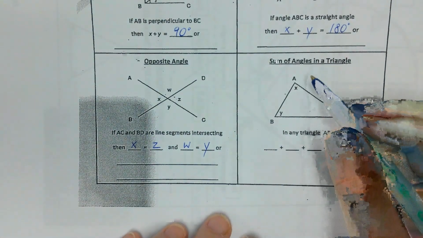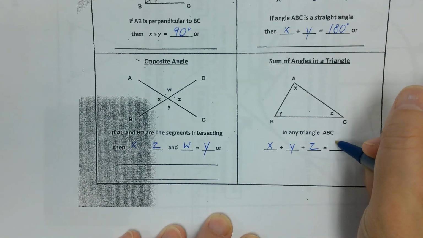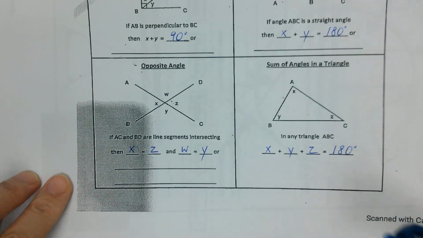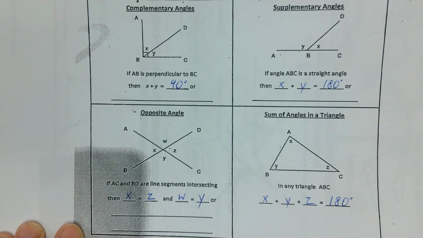Good job. Sum of a triangle, that means all three angles in the triangle add up to 180 degrees. Good. Okay. Make sure you know the spelling and the name of these. Complementary, supplementary, opposite, sum of a triangle.